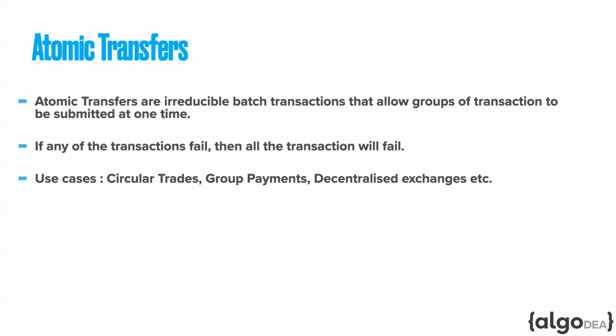Atomic transfers are batch transactions that allow groups of transactions to be submitted at one time. If any of the transactions fail, then all the transactions will fail. Some of the use cases are circular trades, group payments, decentralized exchange, etc.